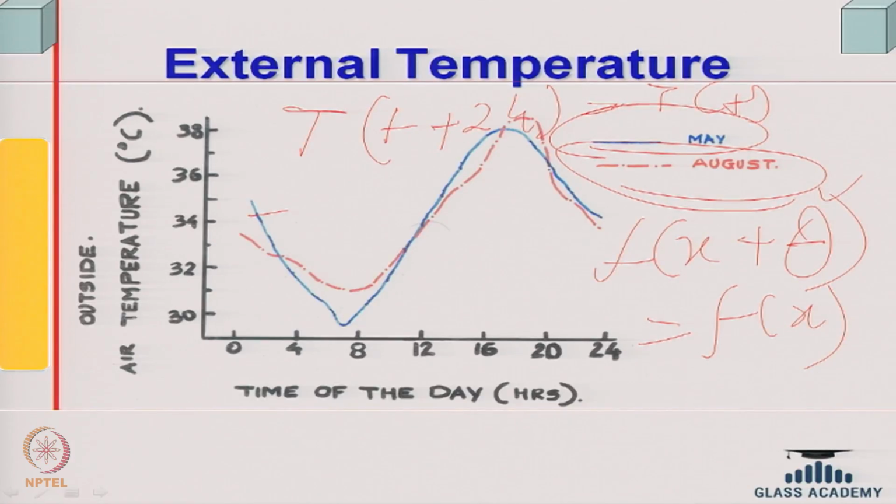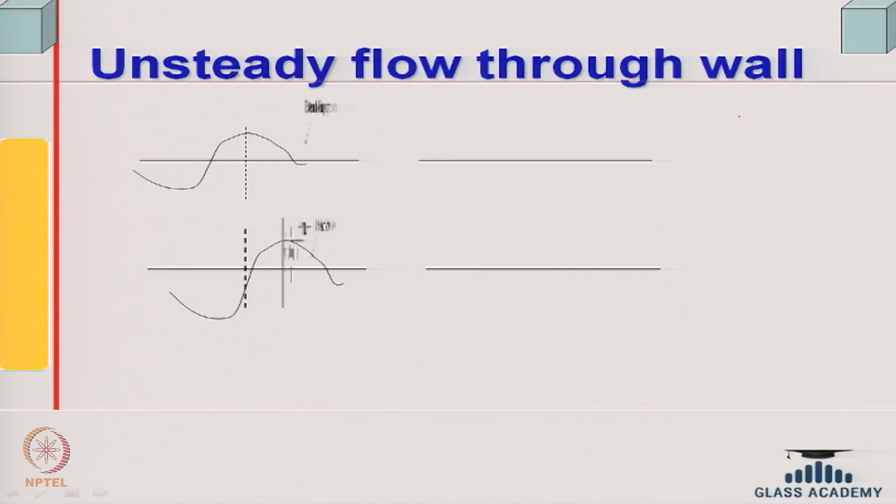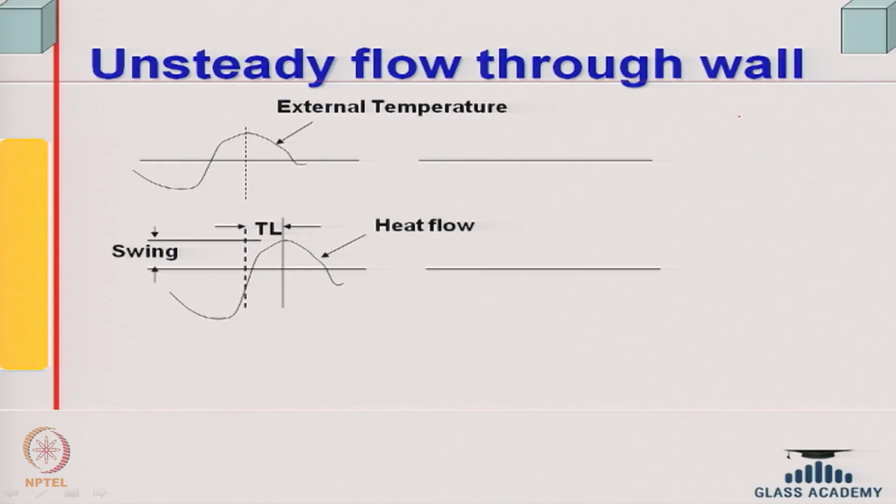So, one can assume it to be periodic, and these are typical measurements, and it will have some sort of a mean. It can be described by a mean and an amplitude, as we call it, or variation above the mean. So, if you look at it, this is the external temperature, which is periodic, and its mean is here.